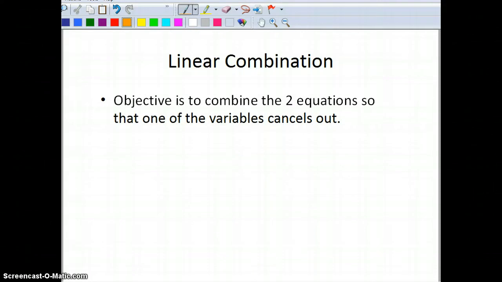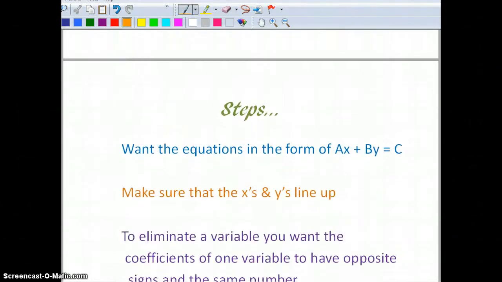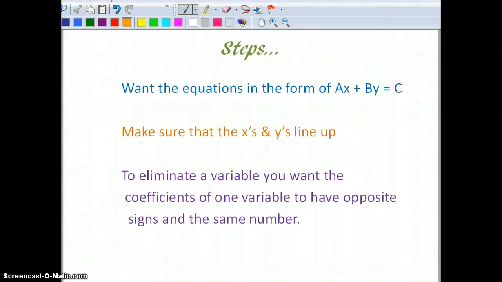Now, when we work with linear combination or elimination, our goal is to combine the two equations so that one of the variables is eliminated or cancels out. So we want to put our equations in the form of ax plus by is equal to c. The next thing, you need to make sure that the x's and the y's line up. And then you want to eliminate a variable. In order to do that, you want the coefficients of one of the variables to be the same number but with opposite signs. And you'll see more in just a second.